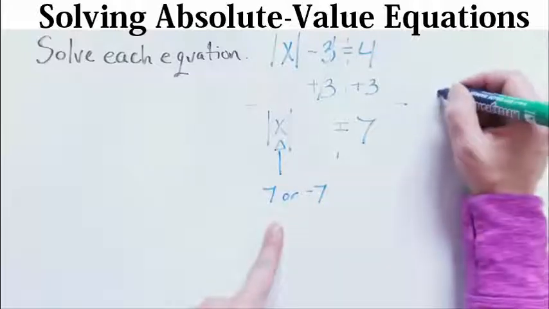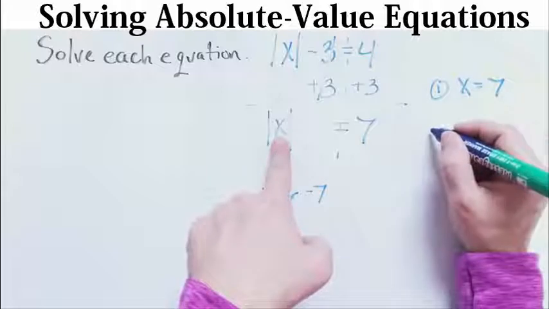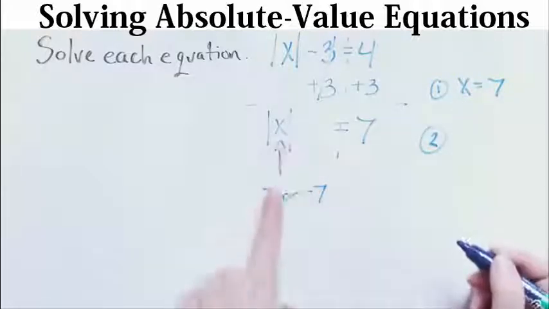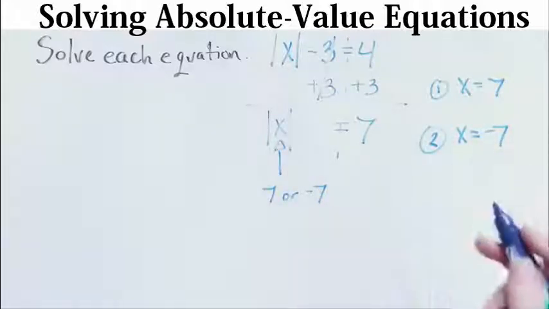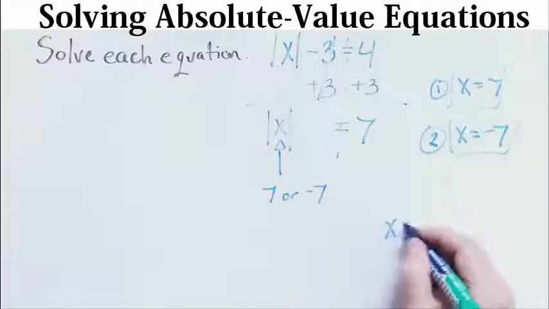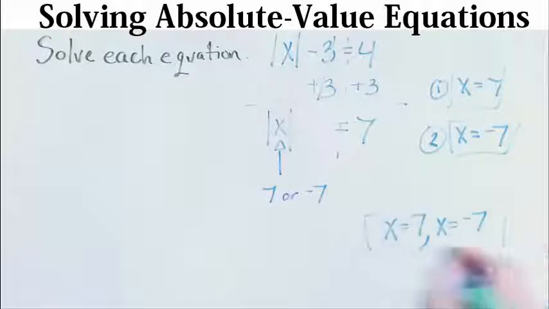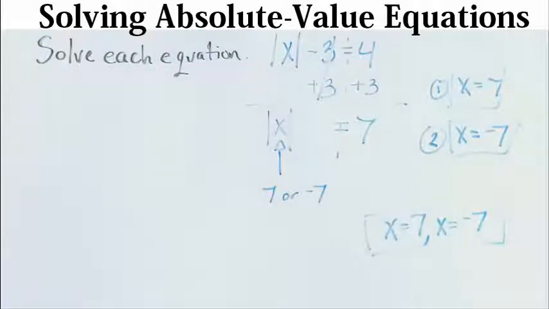So we have the first case, when x equals a positive 7. There's nothing to solve for. I already have x equals. And then we have the second case, where x equals negative 7. x is already solved for, so we're actually done. So your two answers, x equals 7 and x equals negative 7, are the solution to this problem. And you're done.